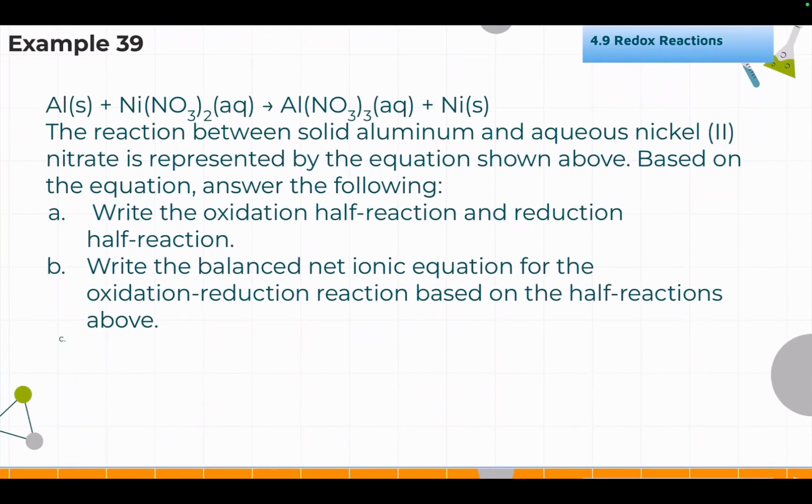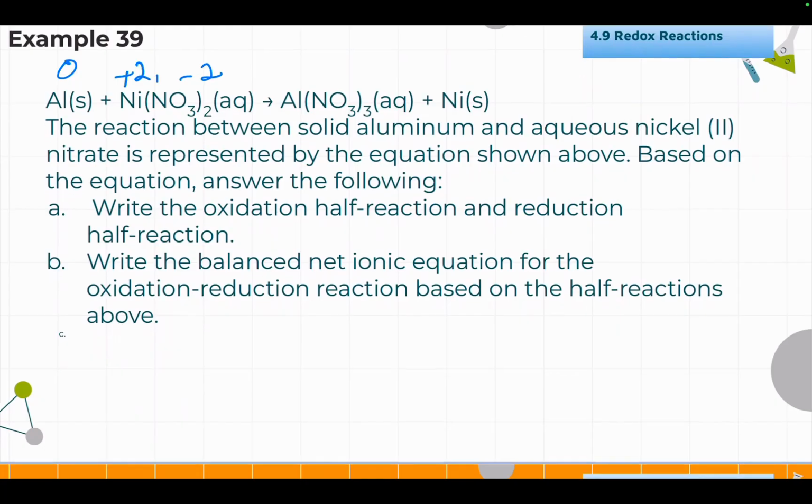All right, let's do another. This one here. Let's assign oxidation numbers for this first. Aluminum is 0 there. The nickel is plus 2. Oxygen's always minus 2. So I think the nitrogen is plus 2 there. I might have to double check that. Let's do that together. So we know this is plus 2.